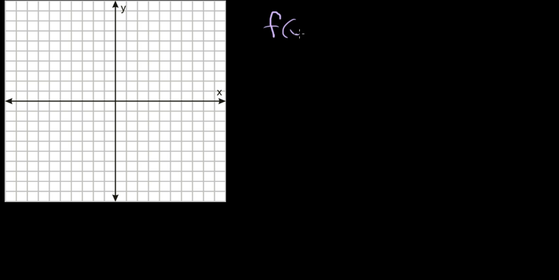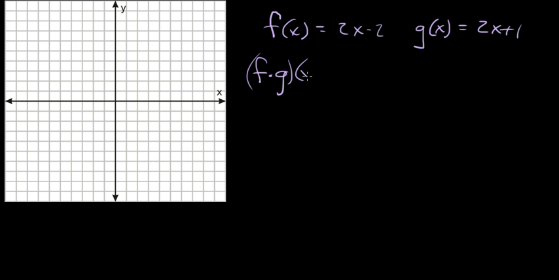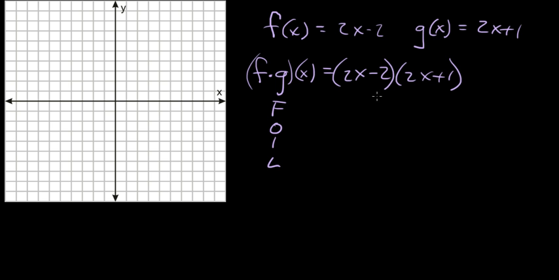So suppose f of x equals 2x minus 2, and g of x equals 2x plus 1. Well, f times g of x, we've already had this, and this is 2x minus 2 times 2x plus 1. And you guys remember, of course, the FOIL. When you're multiplying two binomials, you have to FOIL. You have to use the distributive property. That means the 2x has to be multiplied by 2x and 1, and the negative 2 has to be multiplied by 2x and 1.